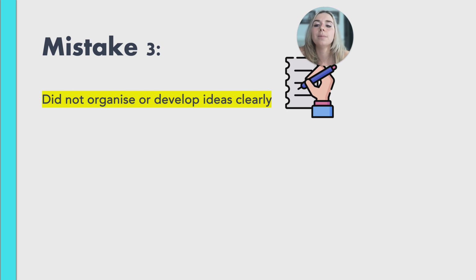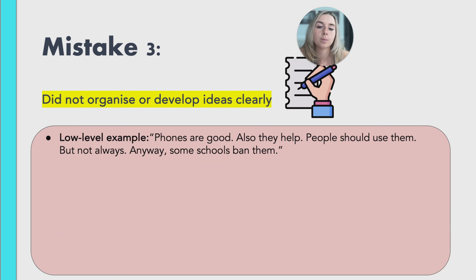And then mistake number 3 is did not organize or develop ideas clearly. So a low-level example of this would be, phones are good, also they help, people should use them, but not always. Anyway, some schools ban them. Now that's better than the last example, right? Because it's staying a bit more focused, it's staying just on phones. But this still isn't developed enough. We need to really develop our ideas.